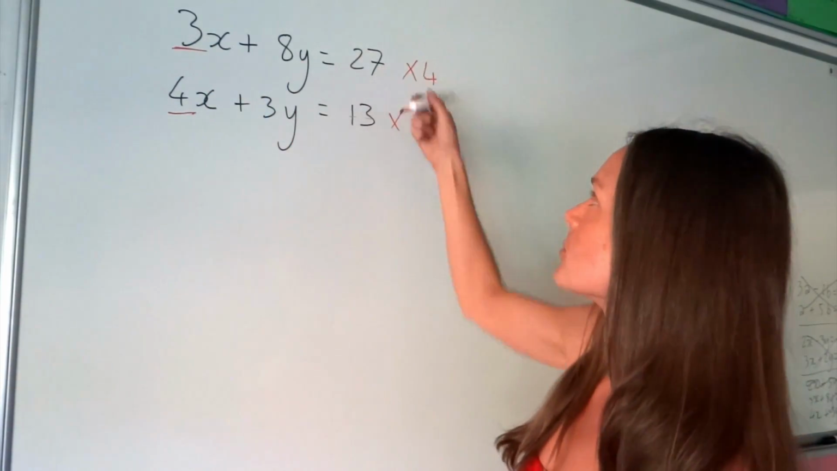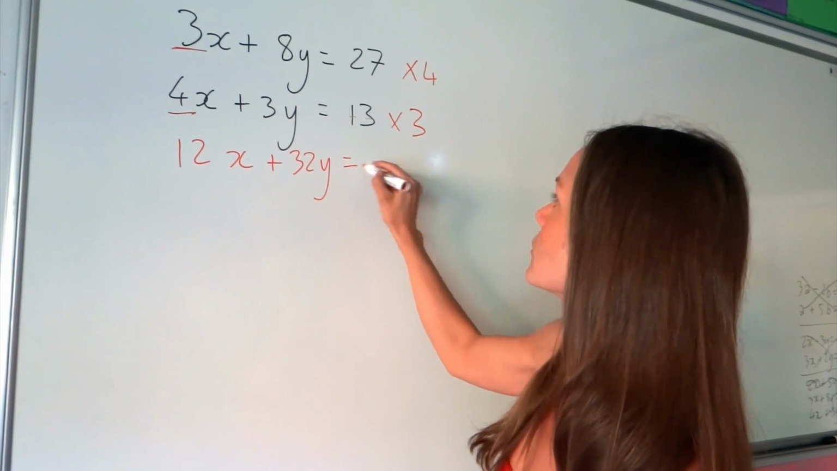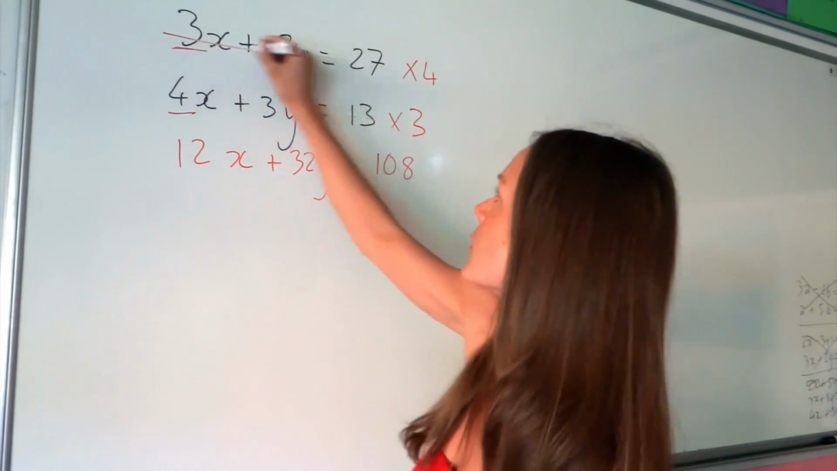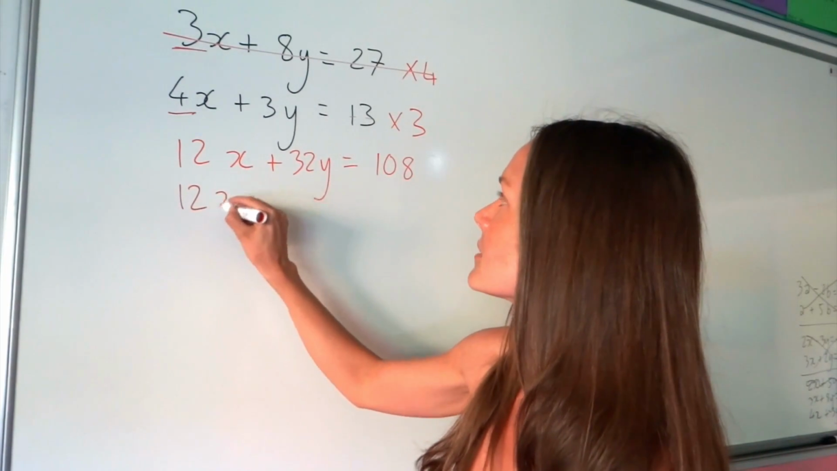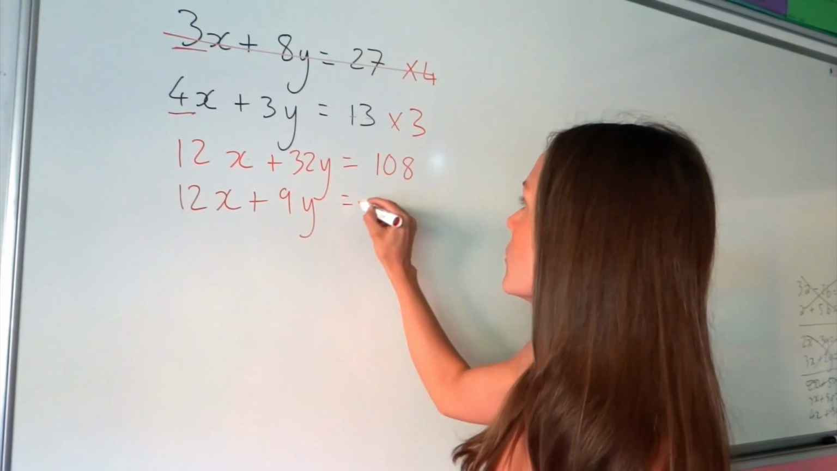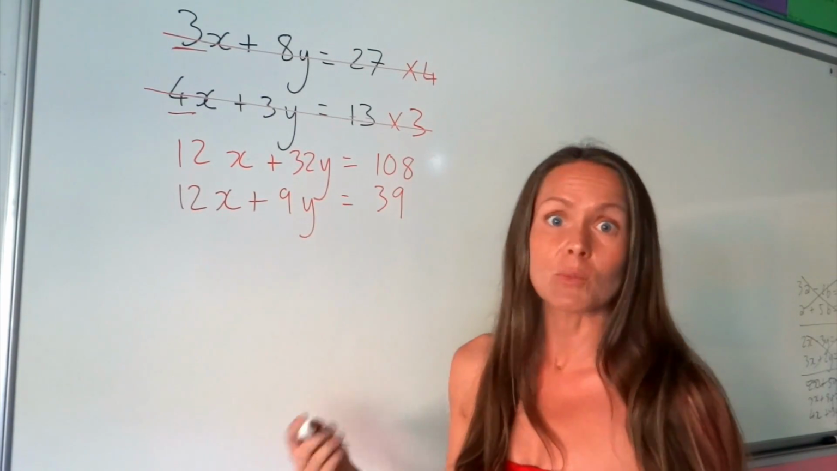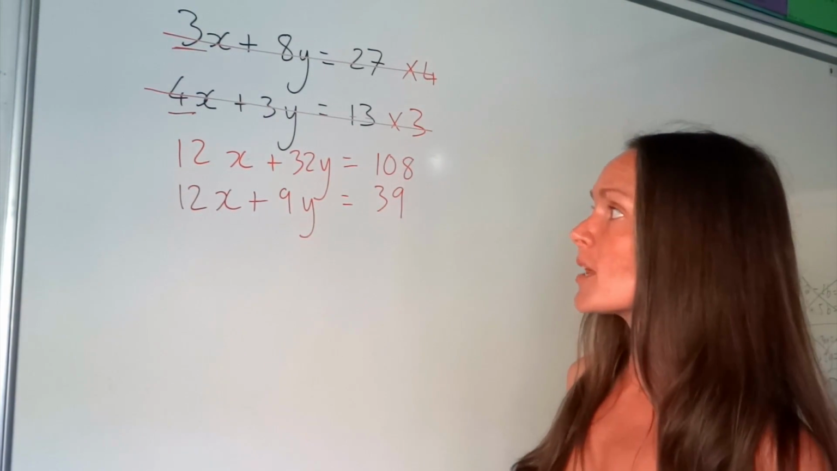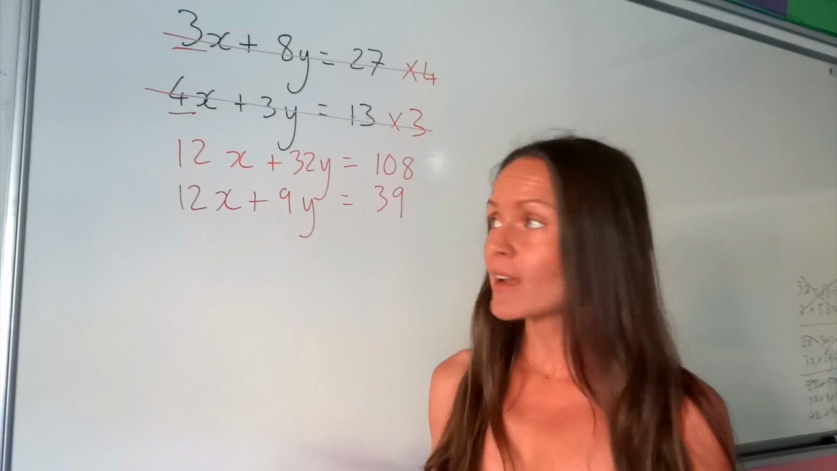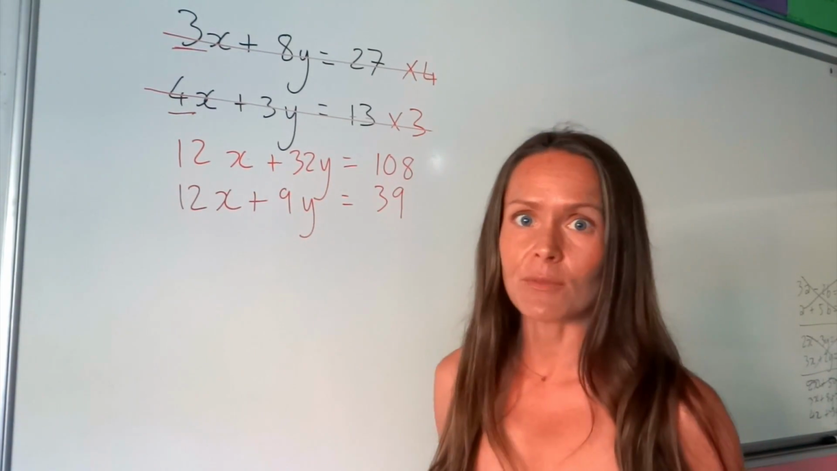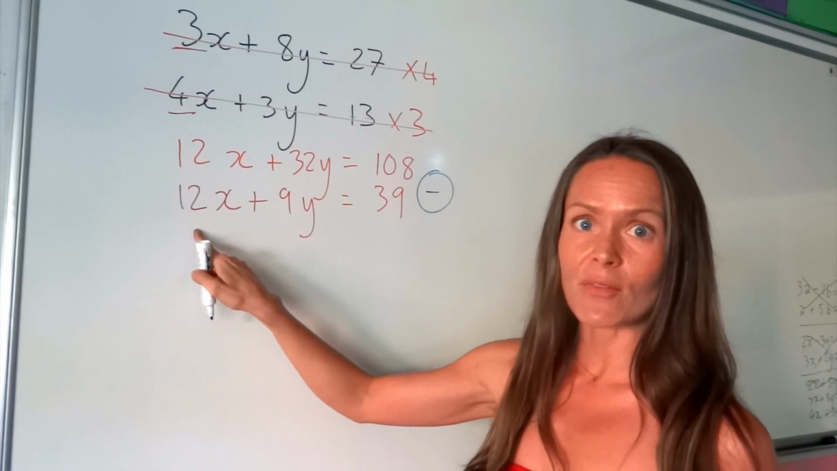If I times this top equation by 4, I get 12x plus 32y equals 108. So that's the first one. If I multiply this bottom equation by 3, I get 12x plus 9y equals 39. So I've done that one. So now I've got a 12x and a 12x, which we want. We need that in order to be able to eliminate the x's in the next step. So, do we add them or do we subtract them? Well, if I add them, I get 24x. So in this one, it must be subtract, because 12x minus 12x is 0.